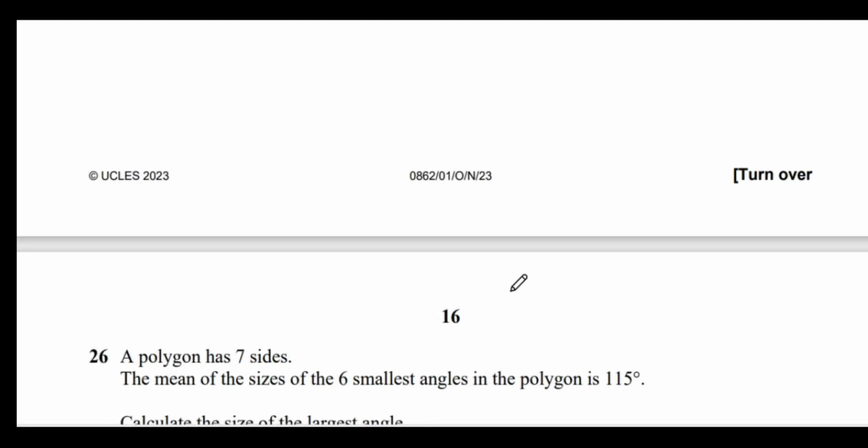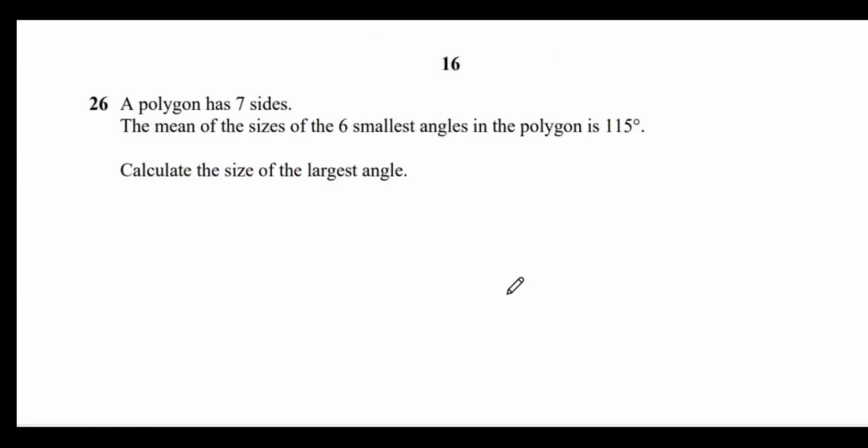Question 26. A polygon has 7 sides. The mean of the 6 smallest angles is 115 degrees. Calculate the size of the largest angle. When they say the mean, of course, you add all the angles and divide by 6.